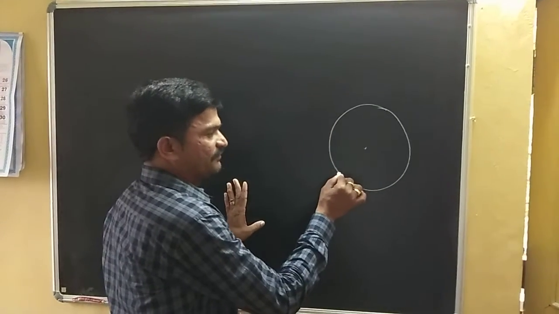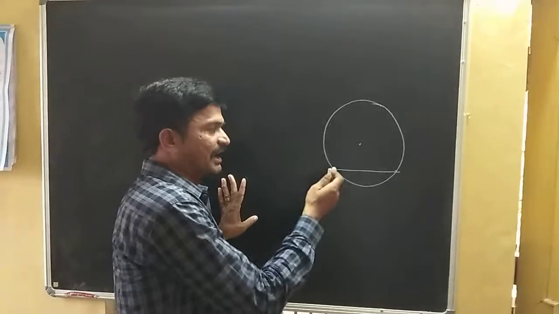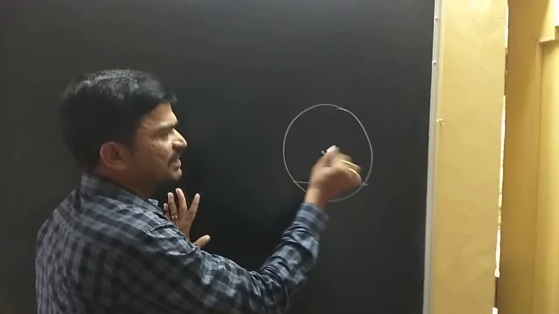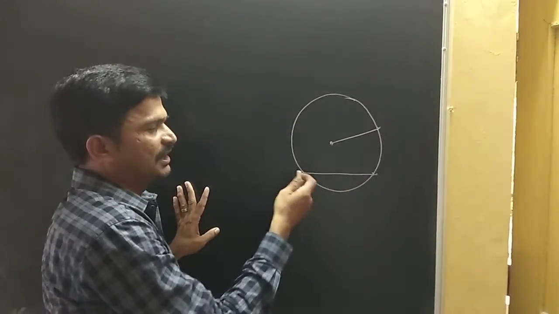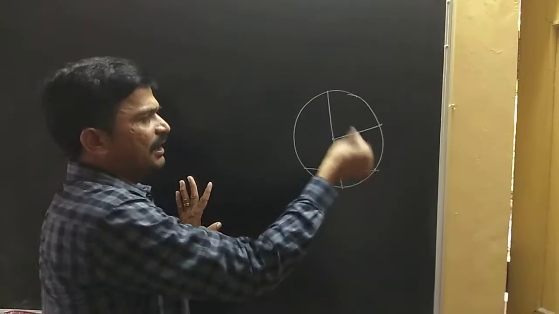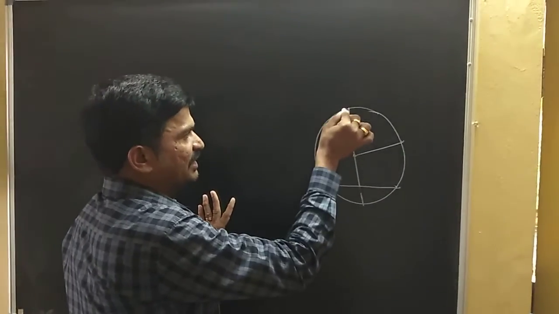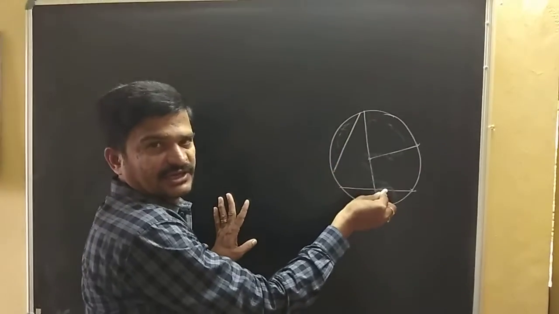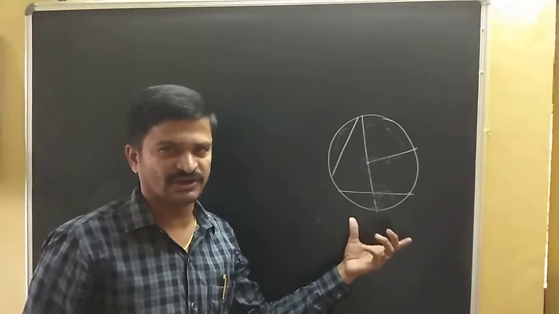And if we join any two points on the circle, the line segment joining any 2 points on the circle is called chord. And we all know that the distance from fixed point to any point is called radius, and the chord which is passing through the center is called diameter. And a chord divides the circle into 2 parts. Each part is called a segment, isn't it? And also we learned something about the definition of sector also.